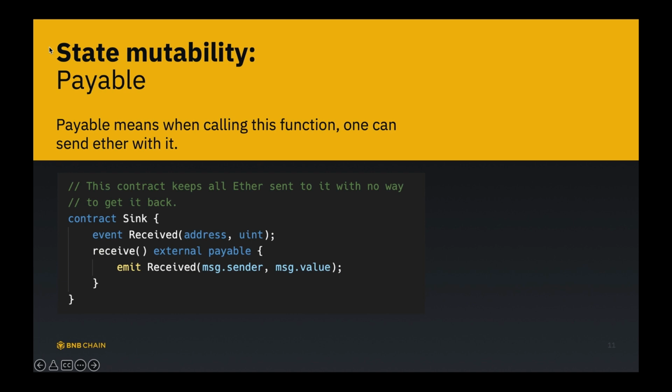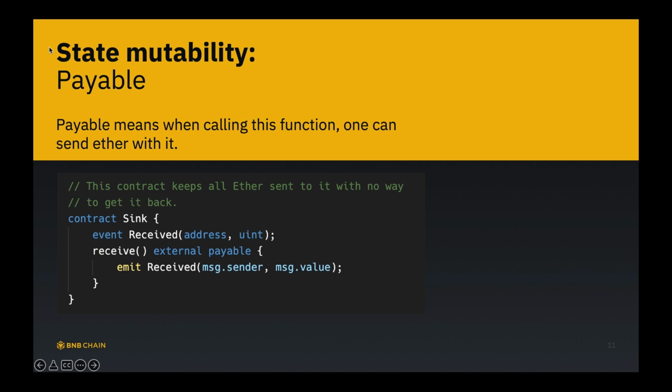If some function is not declared payable, then calling this function cannot receive any ether, and it will give an exception if that happens. One example here is we have a contract called sync. This contract will keep all the ether sent to it with no way to get it back. It declares an event called received, like it tells the EVM it received something. Then it declares a function called receive, having external visibility and declared payable. Upon receiving, it will emit an event called received.